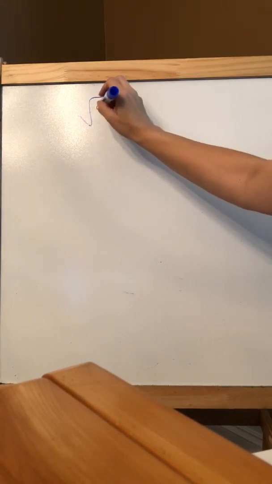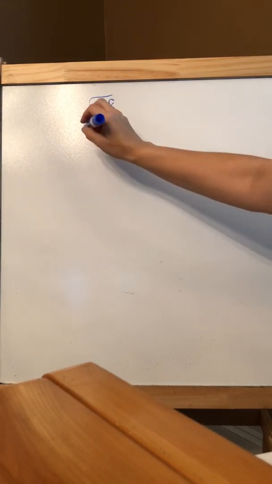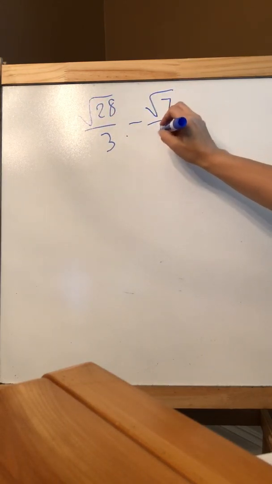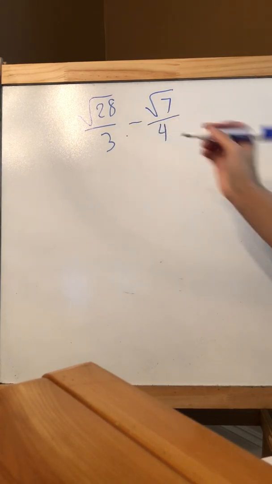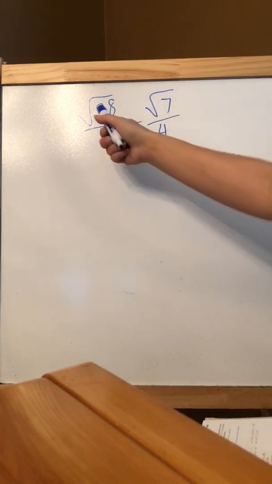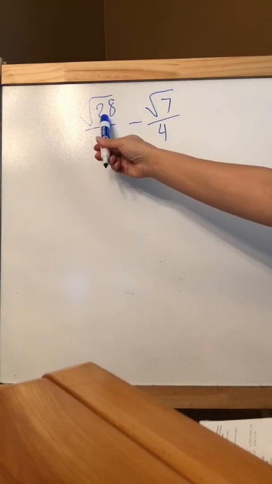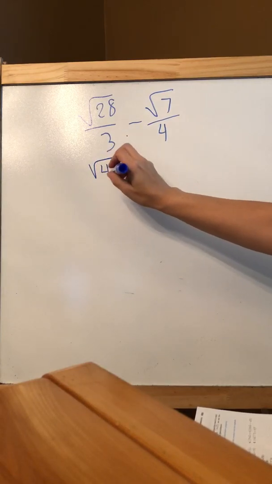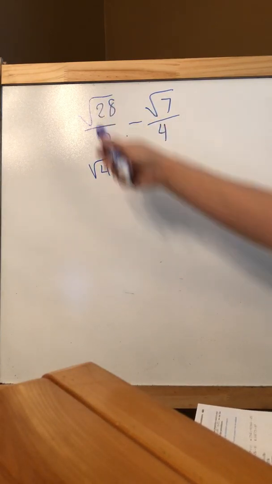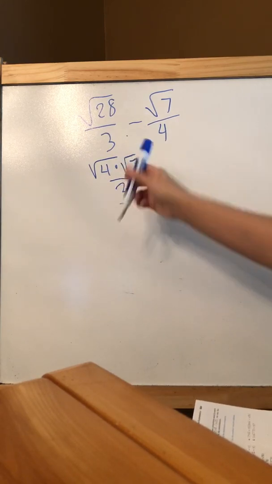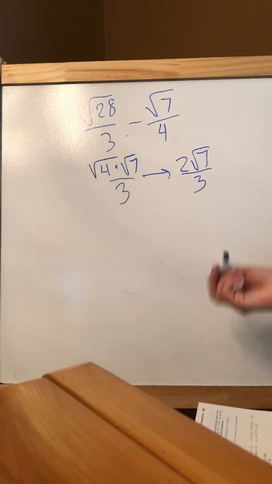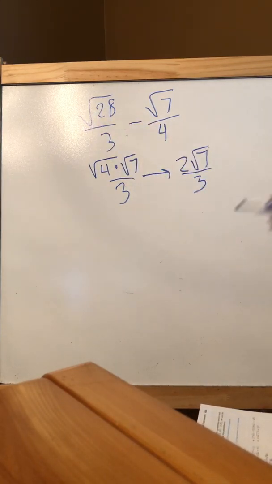Okay, so for A, we have square root of 28 over 3 minus square root of 7 over 4. And we want to subtract these. We do not have the same thing under the radical here, so let's see if we can simplify this in any way and pull out a perfect square. So we do have square root of 4 times square root of 7, right? 28 over 3. And we can pull that out, and that will go to 2 times the square root of 7 over 3. Okay, so we can replace this with 2 times square root of 7 over 3.